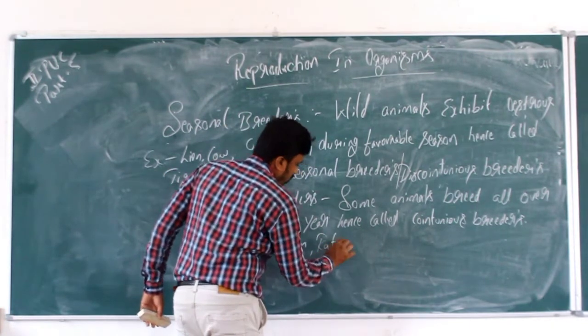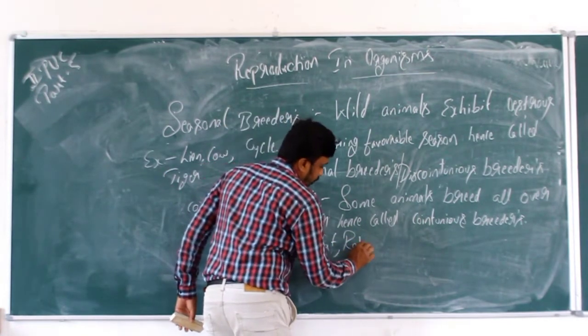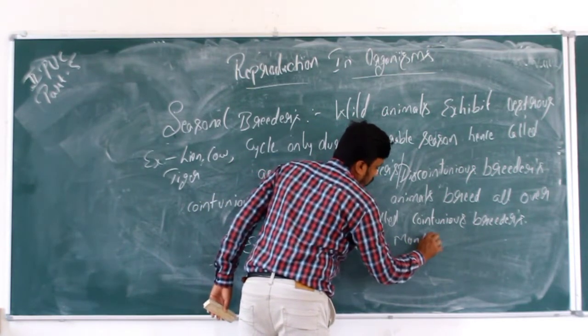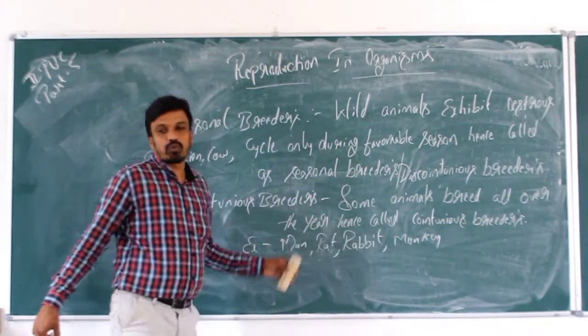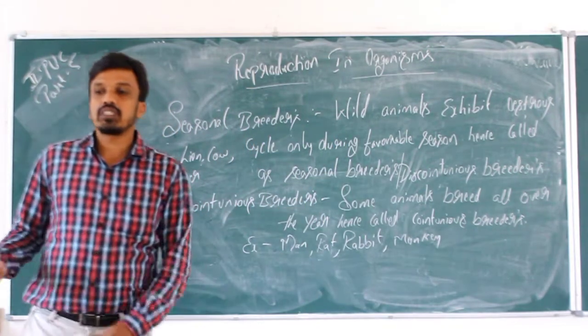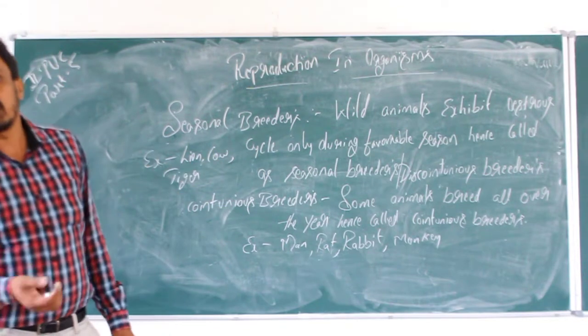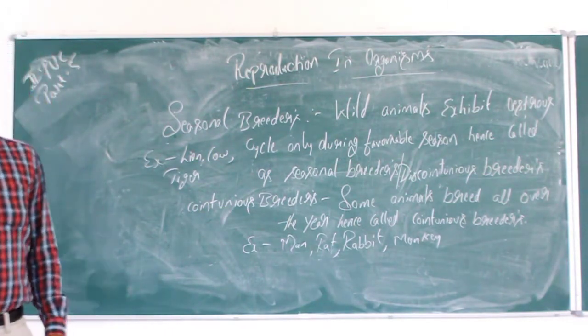rat, rabbit, monkeys, etc. So note down continuous breeders and discontinuous breeders, or seasonal breeders and continuous breeders. Quick.